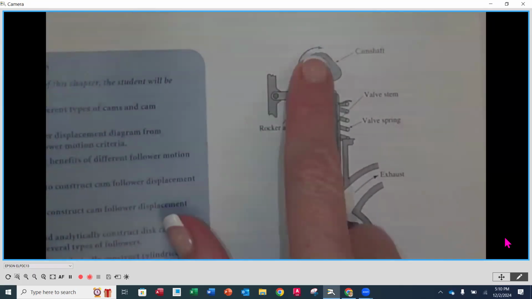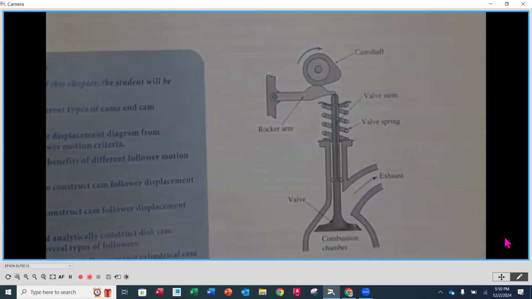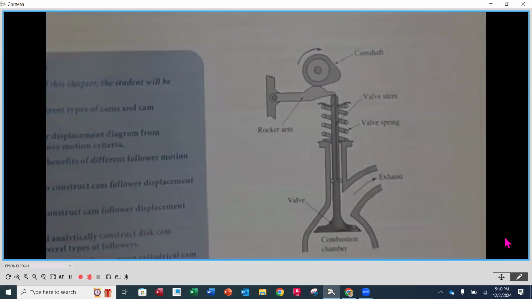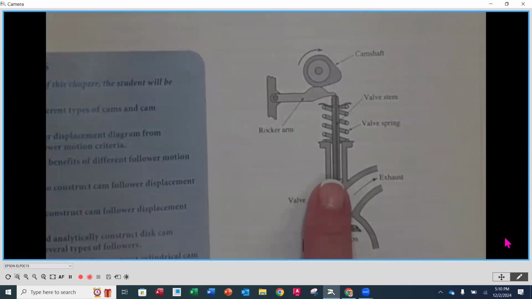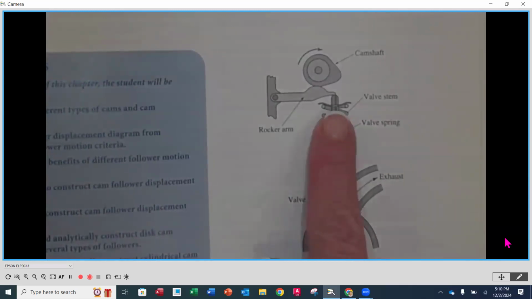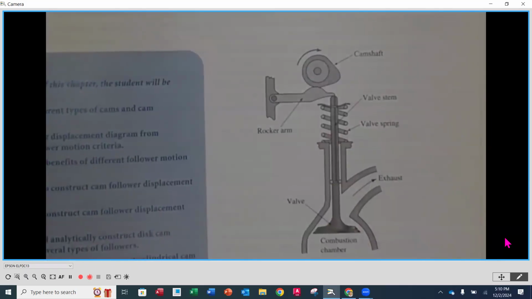So when it's around the smaller portion, it's going to stay in the same position it is at this time. But then as that lobe comes around and imparts the motion of that rocker arm going down, the valve is going to go down during that time frame, and then it's going to go back up as it passes over that lobe. Cams are all about timing.